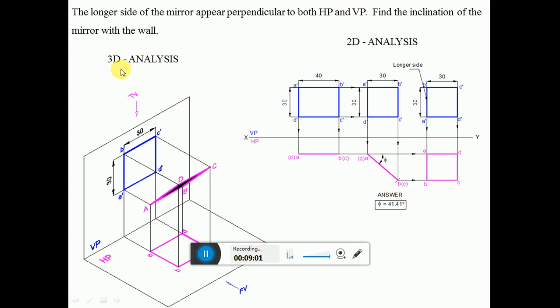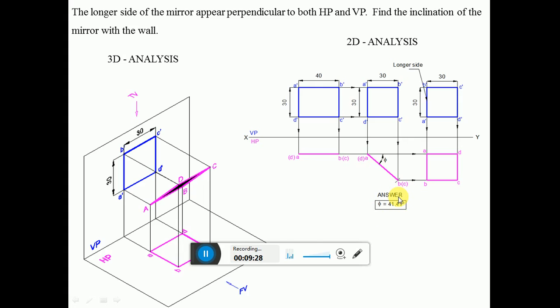From the 3D analysis you can see that the line capital AB, which is the longer side of the mirror, is appearing perpendicular to both HP and also to VP. So find the inclination of the mirror with the wall. The inclination of the mirror with the wall will be 41.41 degrees when you do it in CAD, but when you do it manually it will be 41 degrees.